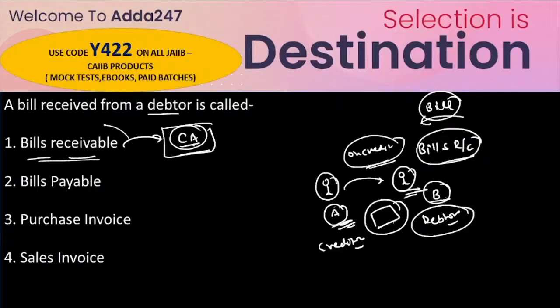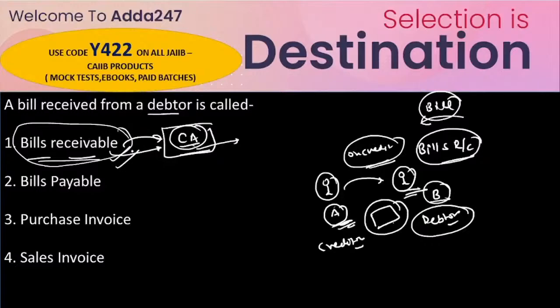So bill receivable is the amount that we have to receive from our debtors. Bill receivable is a current asset, and if we talk about in which account we classify bill receivable, that would be the real account. Okay, so another question can be framed like this from this question. So a bill received from a debtor is known as a bill receivable, and that would be the answer here.